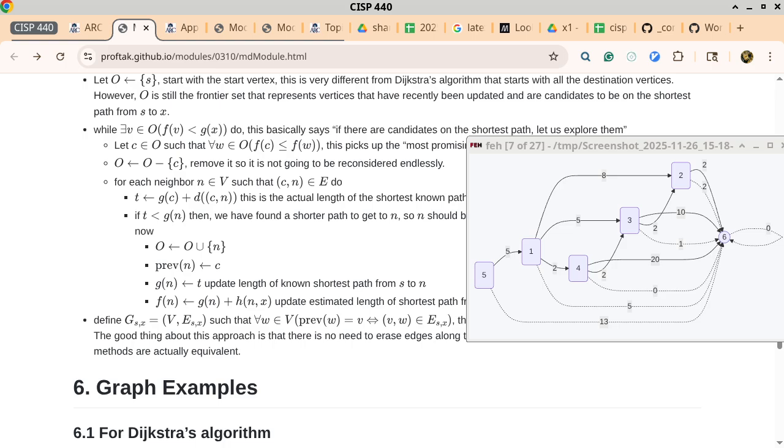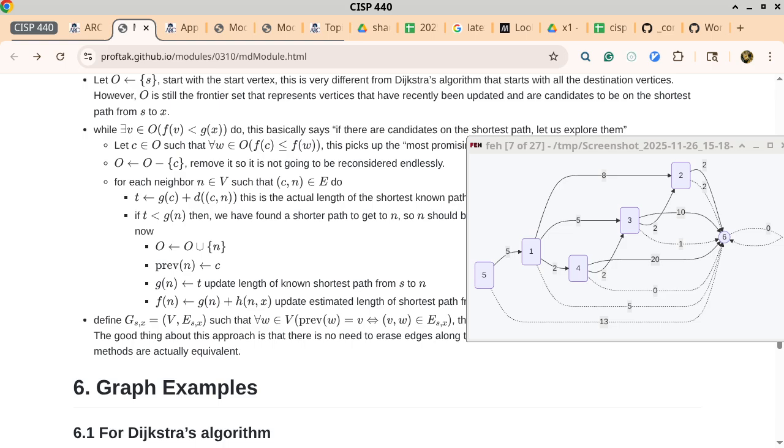Okay, I haven't explored a single thing. How can I possibly know the length of the actual shortest path from the start vertex to the destination? I cannot. So how was it initialized? Infinity. Okay, it was initialized to infinity. So g of x is initialized to infinity.